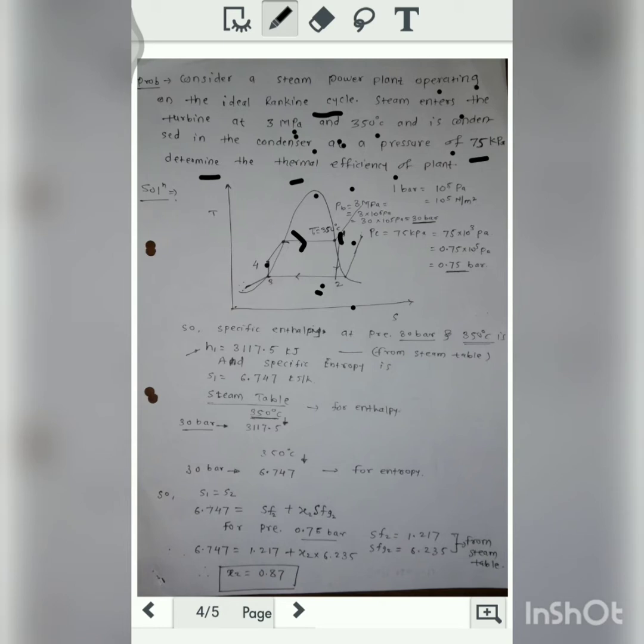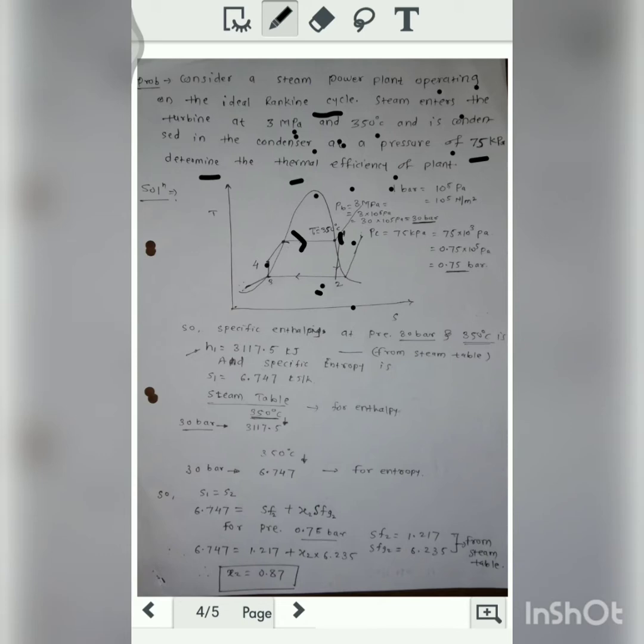Now we already know 1 bar is equal to 10 raised to 5 pascal, that means 10 raised to 5 Newton per meter square. Here PB, the boiler pressure, which is the entry pressure for the turbine, is given as 3 megapascal. So we can convert that 3 megapascal into bar. How can we convert that? As we know, 3 megapascal.